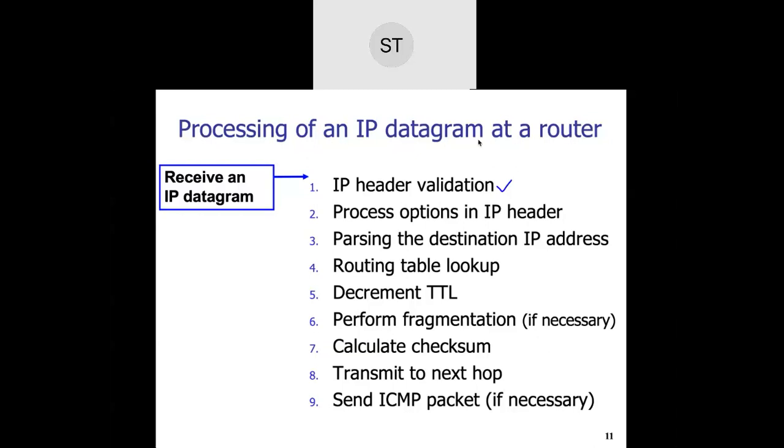When any datagram is received at the router, different tasks are carried out by the router. The first is that it will validate the header. On which particular field? How will it validate the header?